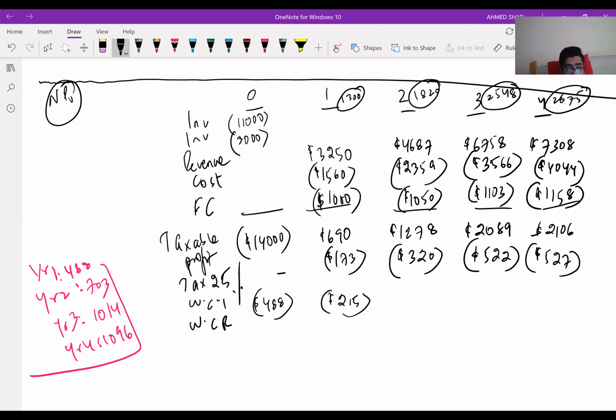At the beginning of year three, you need 1014, so you will instal it at the end of year two. 1014 needs to be kept, but you have already installed 215 and 488, so only 311 is left. And at the beginning of year four, you need 1096, so in year three you need to keep 1096. You've already kept 311, 215, 488, so 82 more. That's it. Now total all working capital installed, 488, 215, 311, 82, and you need to release it in the end.